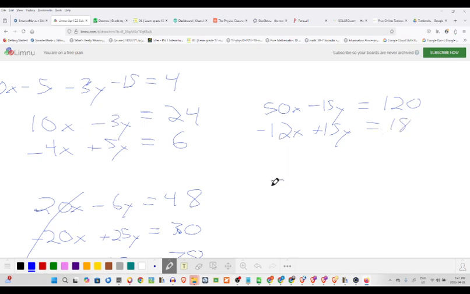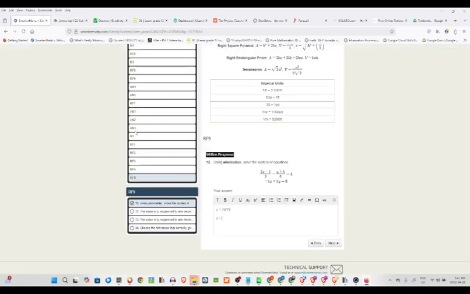Add these two equations. We get a 38x. The y's are eliminated by design. And that equals 138. So x is 138 over 38. These are both even. So we have a 69 over 19. That does not simplify either.